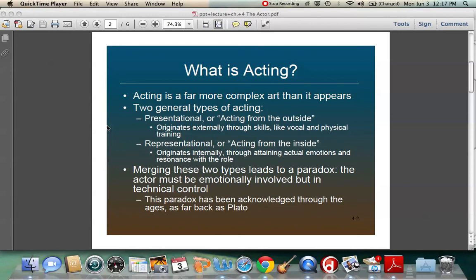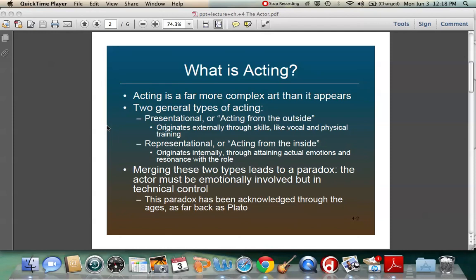Presentational, we can say it's acting from the outside. It originates externally through skills like vocal and physical training, whereas representational, or acting from the inside, originates internally through attaining actual emotions and resonance with the role. Let me clarify this a little bit.